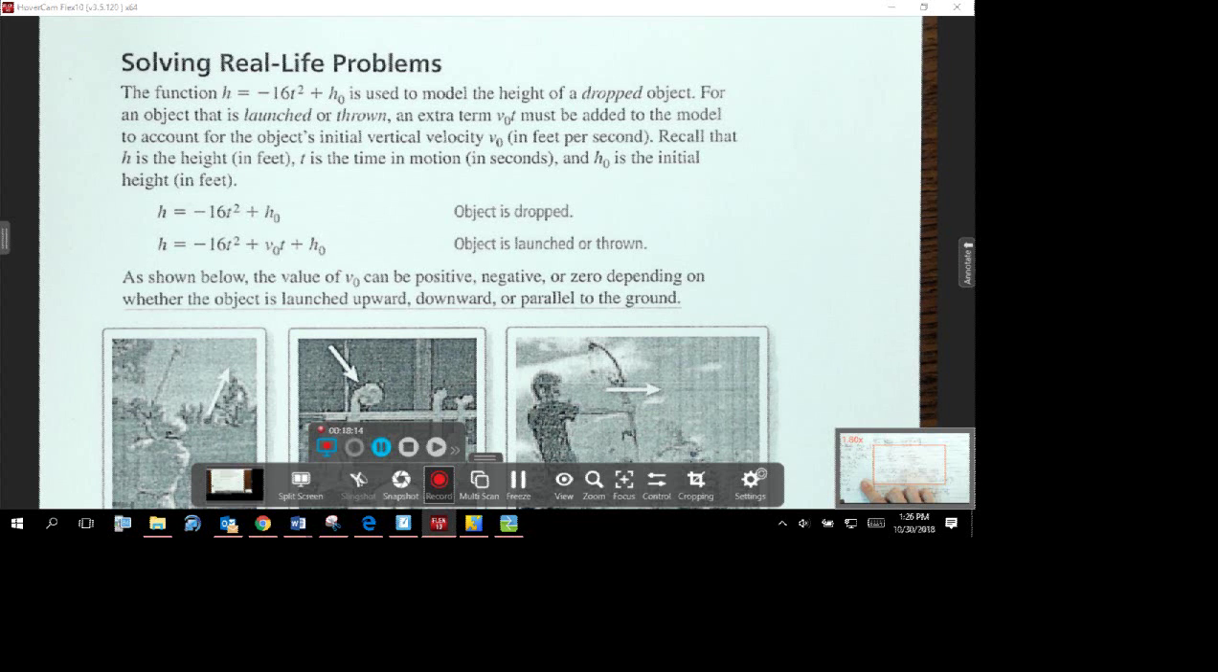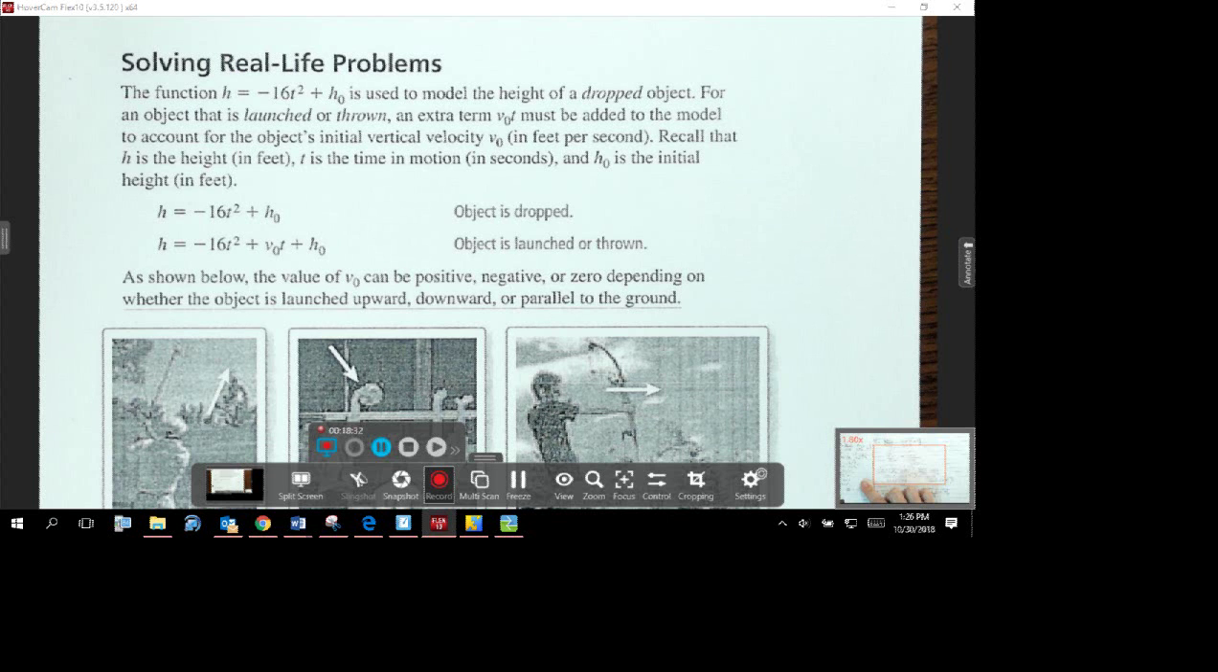If I throw it in the air, if I have a force that sends it up, it's going to take longer to hit the ground. If I have a force that pushes it down, it's going to take less time. This force is called vertical velocity. That's what it's called, velocity.